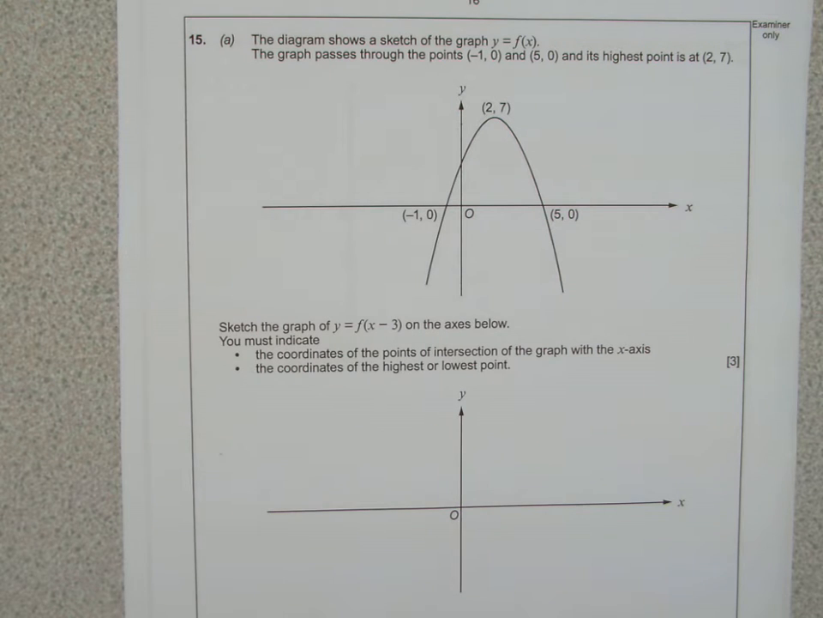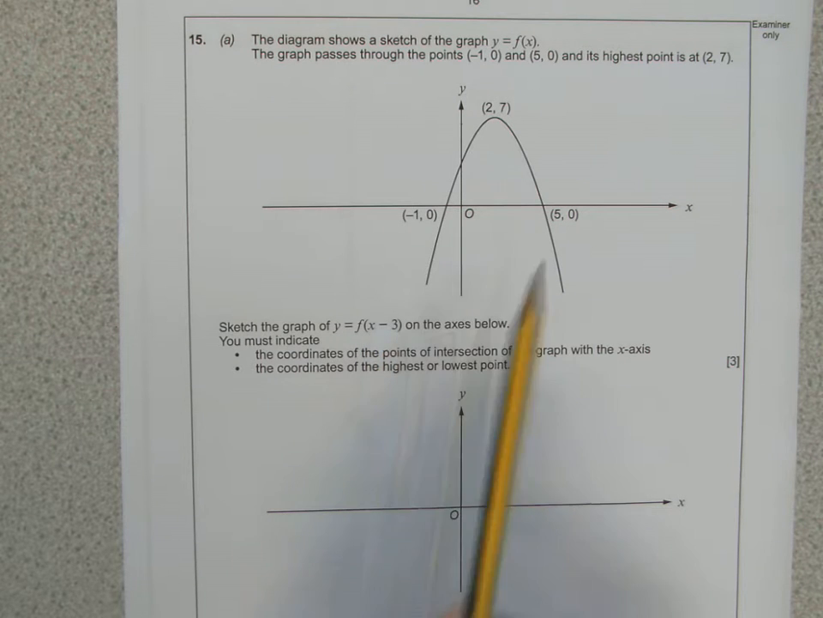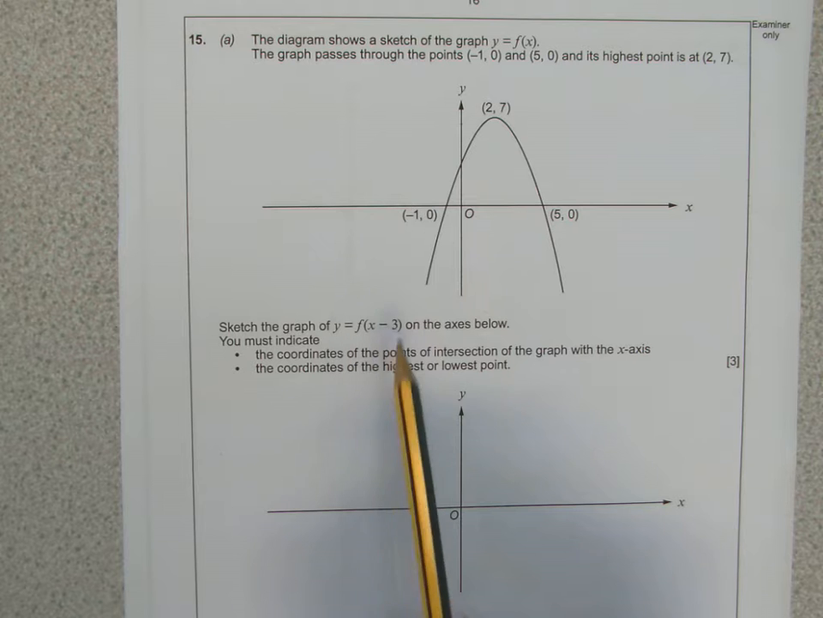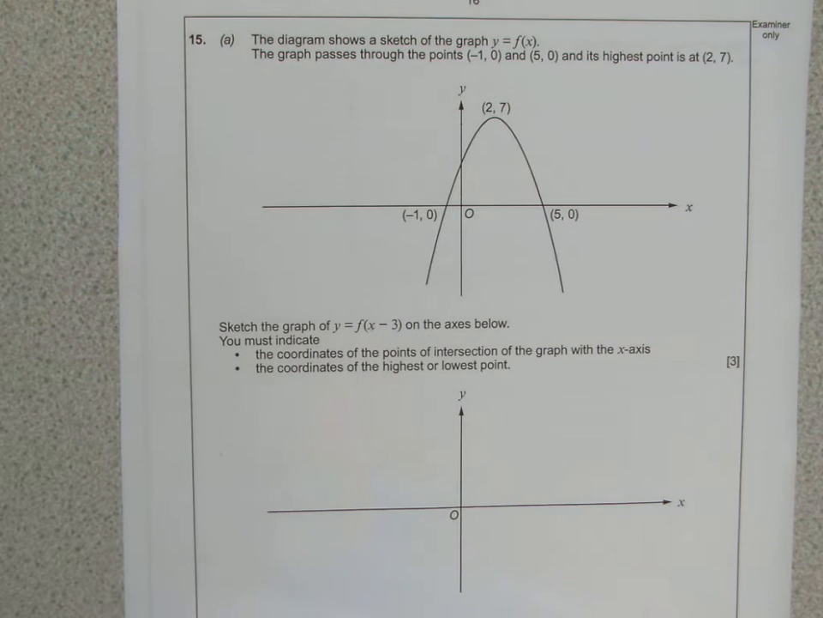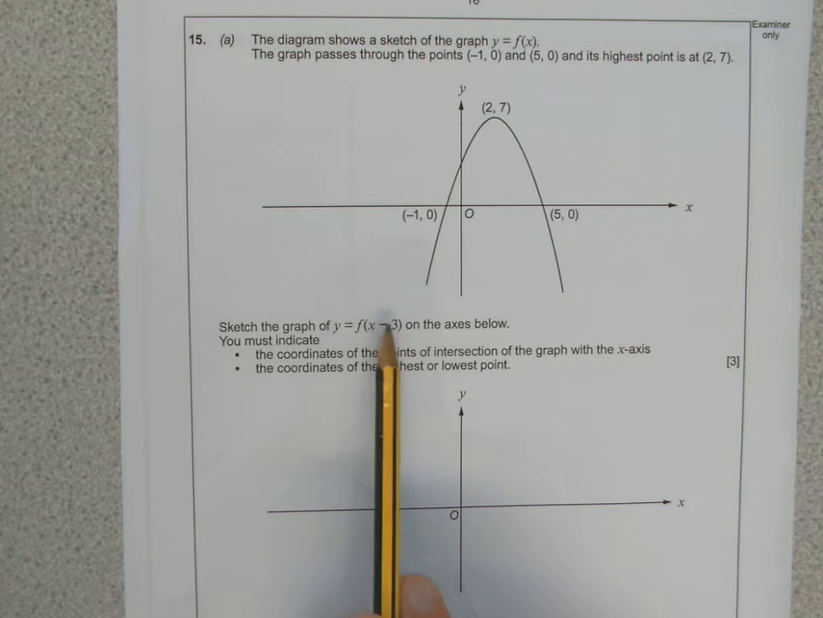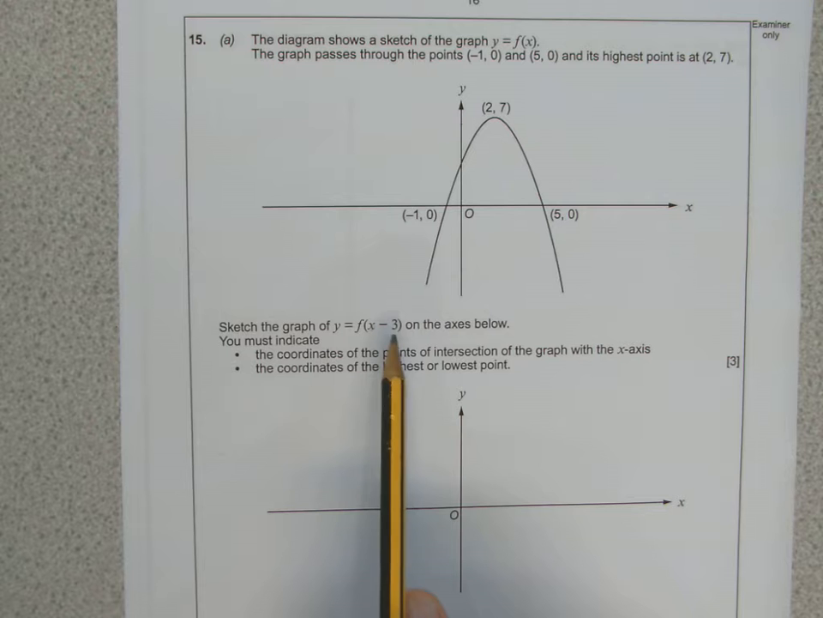Okay, so in this question here, graph transformation, right? We've got to shift the graph, and they're asking us to apply this transformation to f of x. We've got to do f of x minus 3. And the thing to remember with transformations, if the transformation is in the bracket, as it is here, the shift applies to the x-axis, okay?